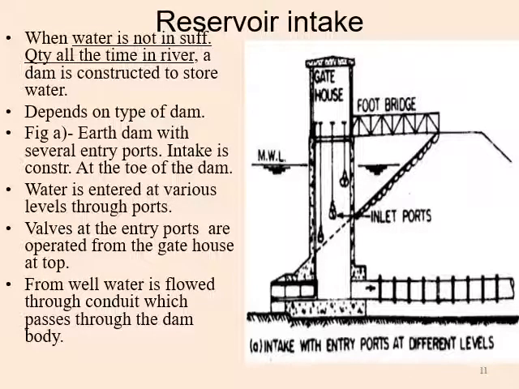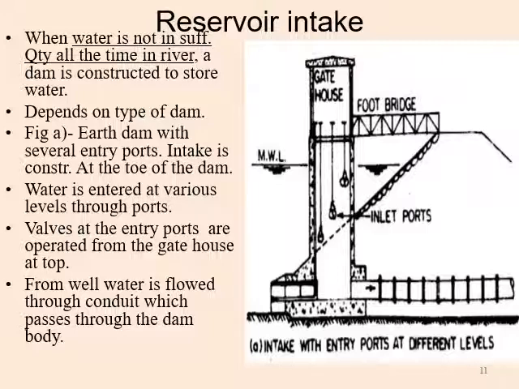Next is the reservoir intake. When water is not sufficiently present at all times in the river, a dam is constructed across the river flow to store the water in a reservoir. It depends on the type of dam, so we will see them one by one. The first one is the earth dam, or earthen dam, with several entry points. The intake is constructed at the toe of the dam.